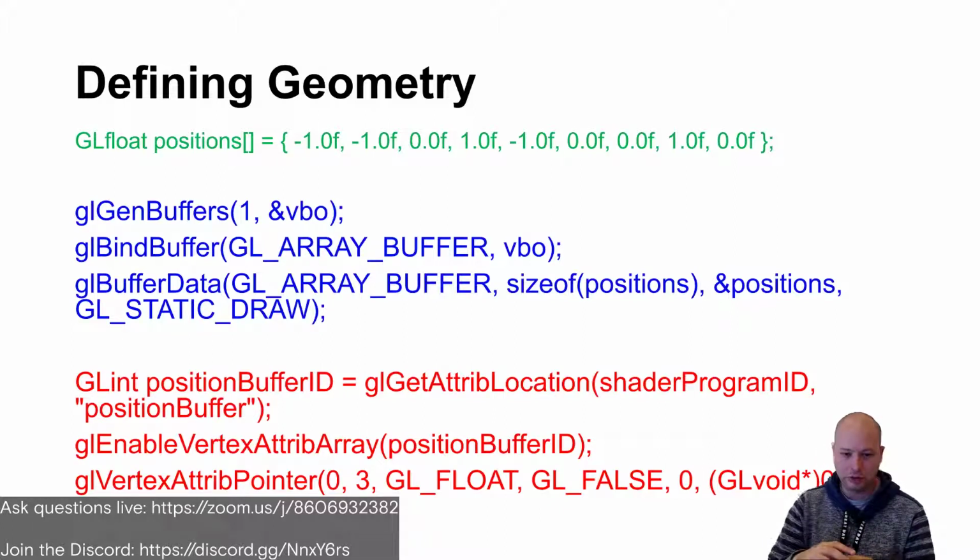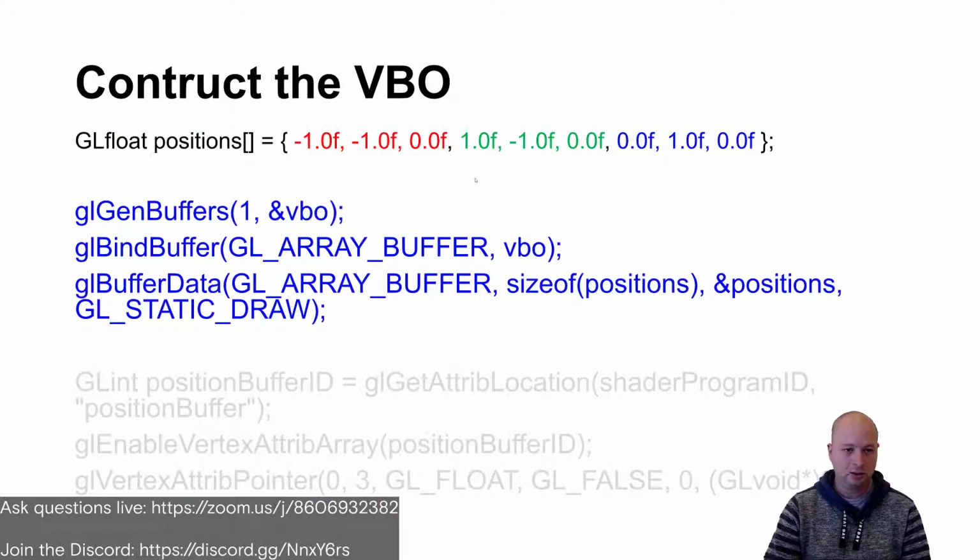So, this is the code that we had in the previous coding example to define the geometry and then pass it into our GPU. Let's talk a little bit about what each one of these things is doing. The first thing we do is construct the VBO. We do that by first defining the data, which in this case is 3 points. And then we generate the VBO, which is going to contain our buffered data.